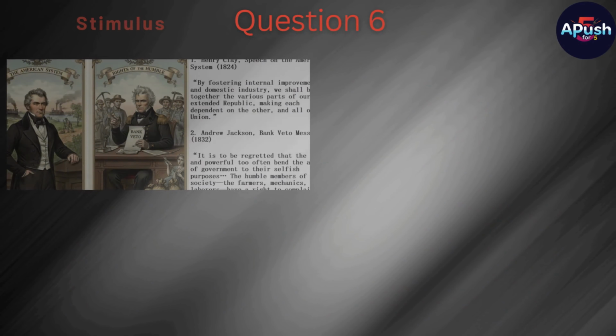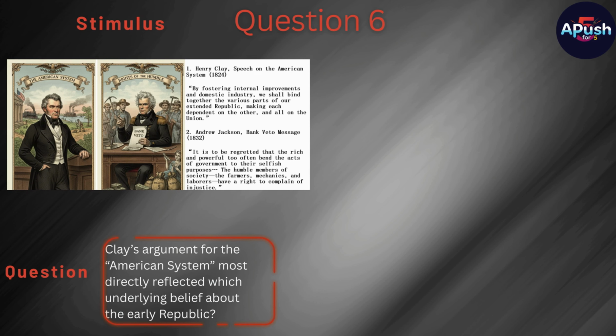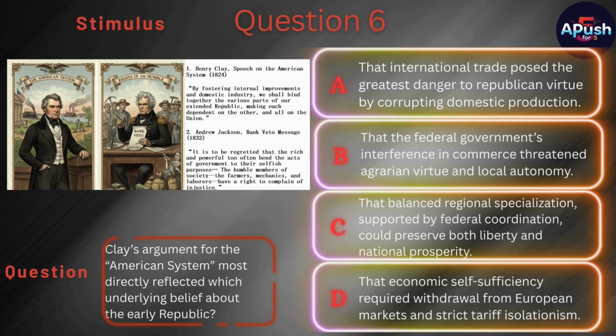Question 6. Stimulus. See image. Question. Clay's argument for the American system most directly reflected which underlying belief about the early republic? A. That international trade posed the greatest danger to Republican virtue by corrupting domestic production. B. That the federal government's interference in commerce threatened agrarian virtue and local autonomy. C. That balanced regional specialization, supported by federal coordination, could preserve both liberty and national prosperity. D. That economic self-sufficiency required withdrawal from European markets and strict tariff isolationism.